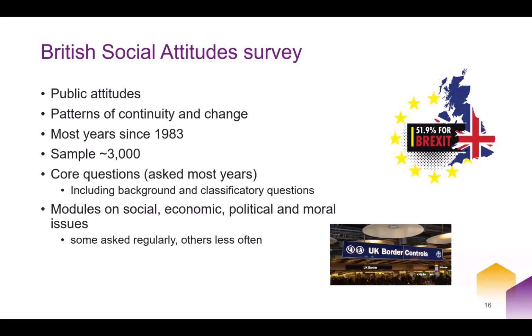What it does is it gives us a regular snapshot of social and political attitudes across Britain. The survey includes a set of core questions covering backgrounds and classificatory information. In addition to this, it also includes modules on a range of social, economic, political, and moral issues. Some of these modules appear frequently, while others are asked less often, depending on current events and research priorities.